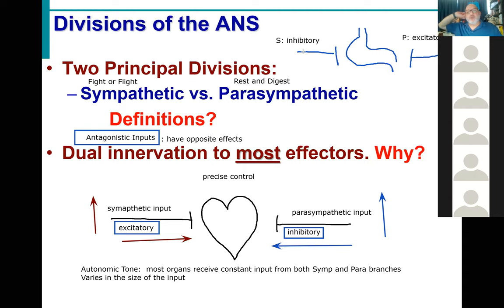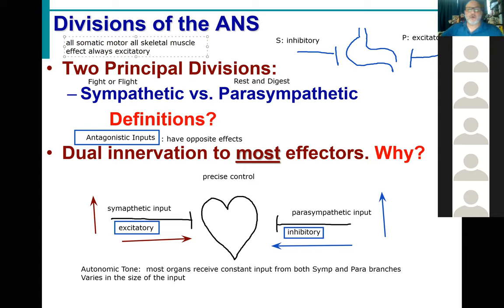Remember, it was one of the ways that our autonomic is different from our somatic motor. Remember, all somatic motor goes to skeletal muscle. So in those cases, the effect of all somatic motor is always excitatory, right? We want to make that skeletal muscle contract.